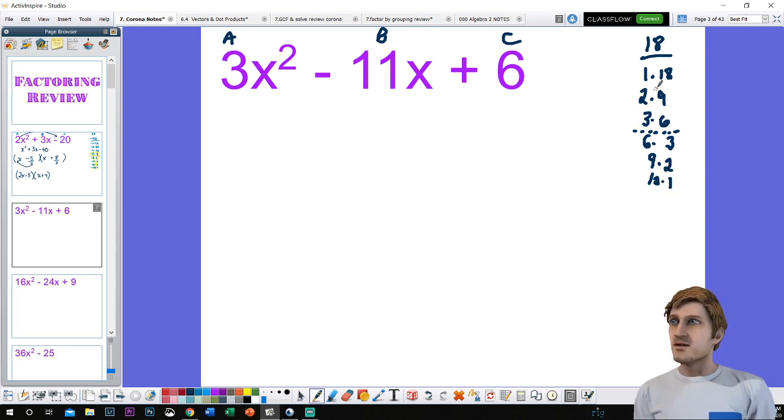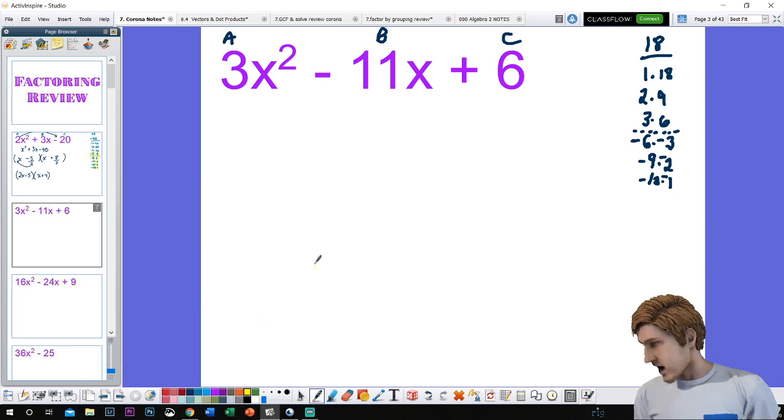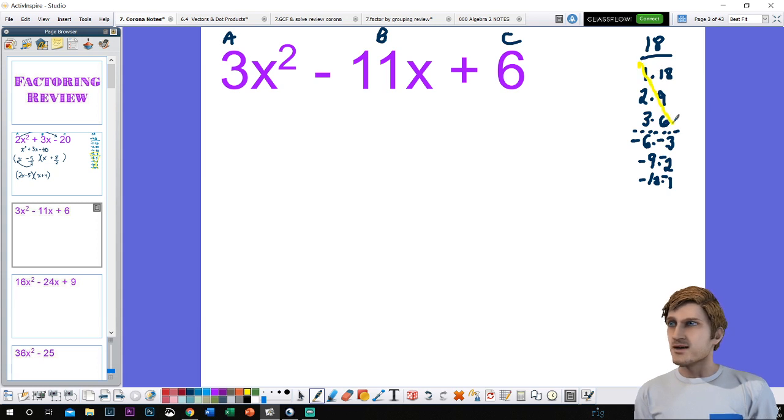Next, since this was positive, I know that a negative times a negative is a positive, so all the bottoms will be negative. Also, a positive times a positive is a positive, so all the tops are positive. All right, I'm trying to make them add to negative 11. I said the word negative, so it cannot be any of the top numbers. All of those will add to positives. On the bottom, which one adds to negative 11? Hopefully you chose negative 9 minus 2.